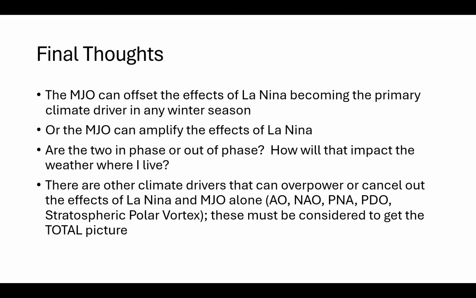And additionally, there are other climate drivers, other noise out there in the atmosphere that can overpower or cancel out the effects of La Nina and MJO alone. These include the Arctic Oscillation, the AO, the NAO, which is the North Atlantic Oscillation, the PNA, the Pacific North American Pattern, the PDO, the Pacific Decadal Oscillation, as well as the strength of the stratospheric polar vortex, whether it's strong or weak. All of these must be considered to get the total picture.